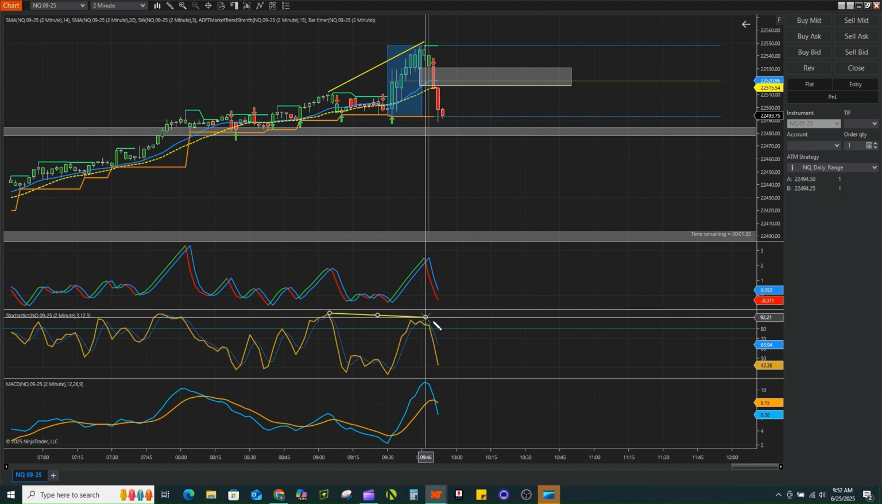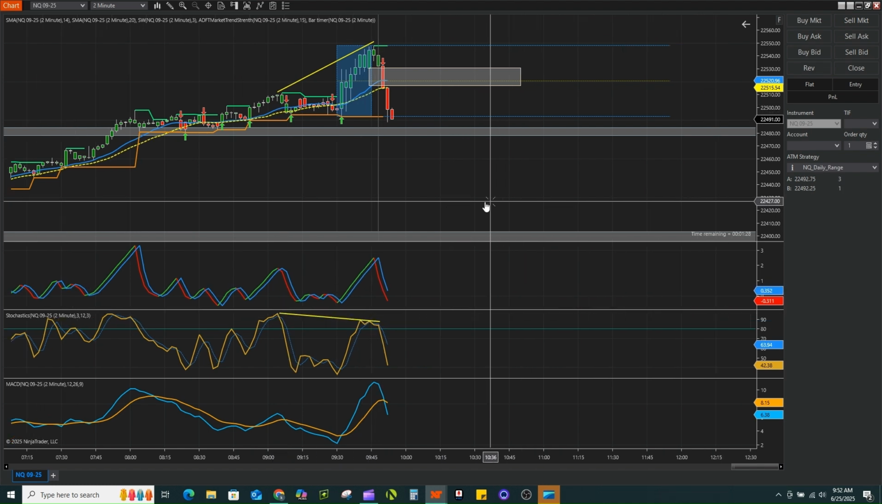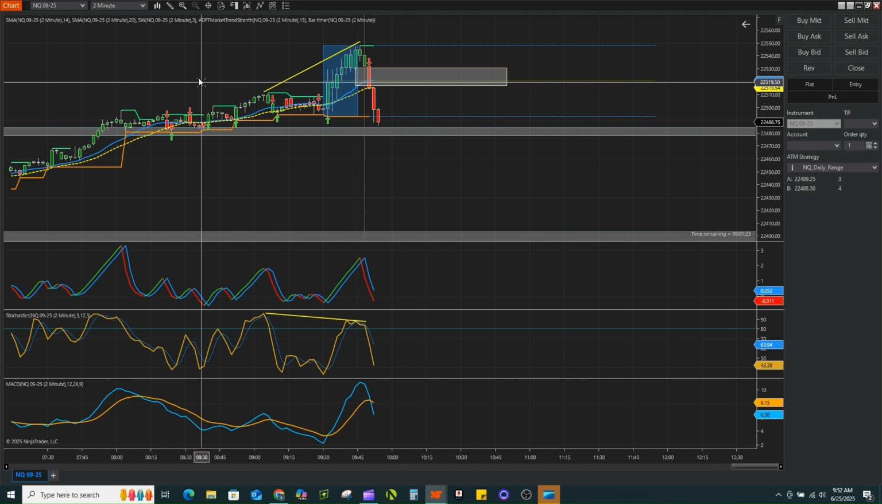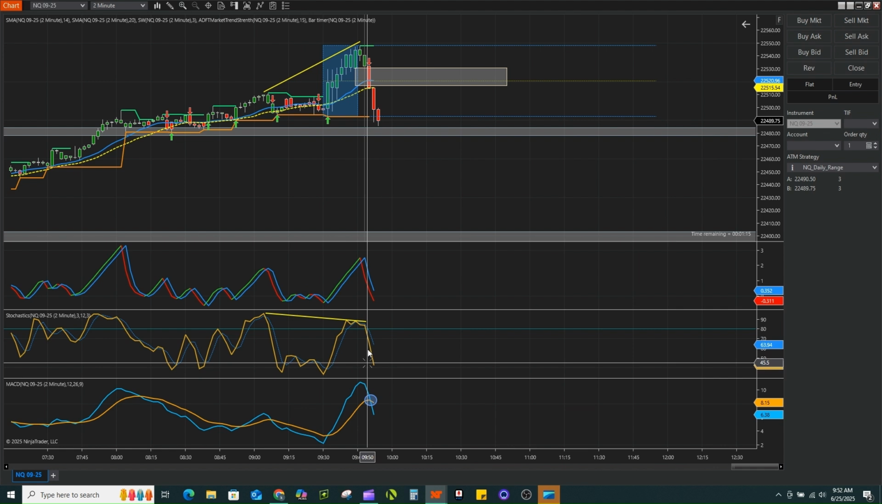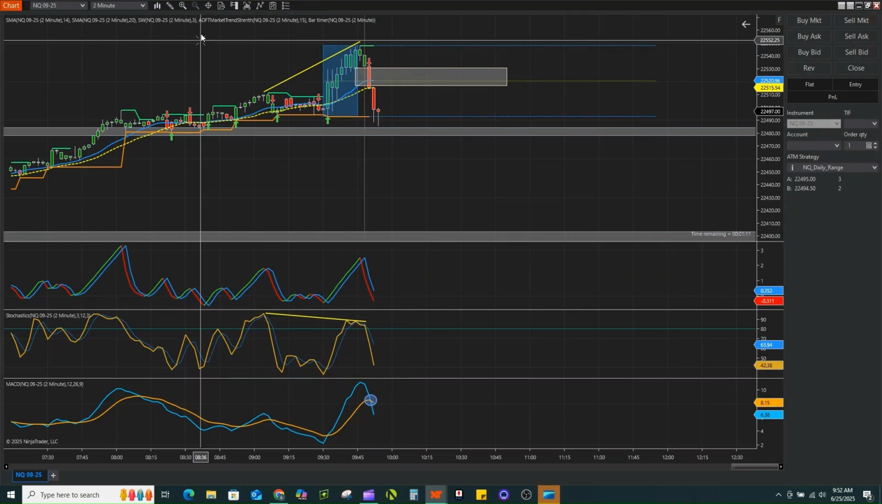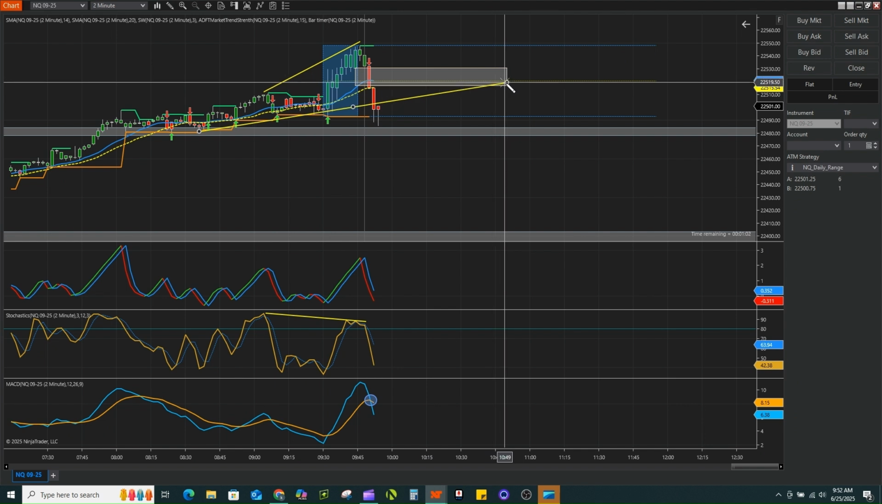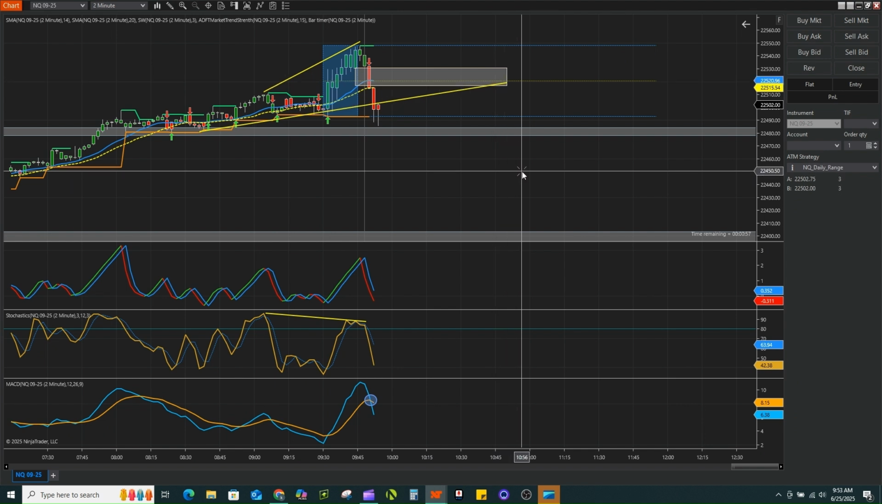Right after about 9:45, I saw a bearish divergence being formed. We had a confluence from the MACD crossing down. And you know, guys, I need to do a proper video about this setup. This is one of my favorite setups.